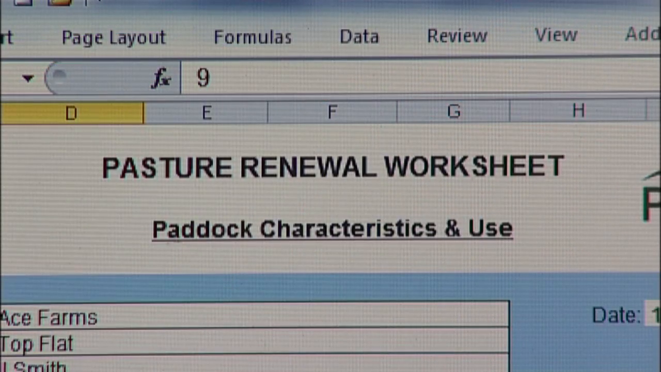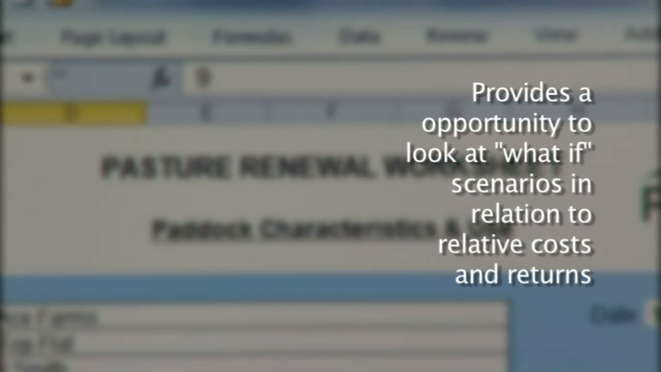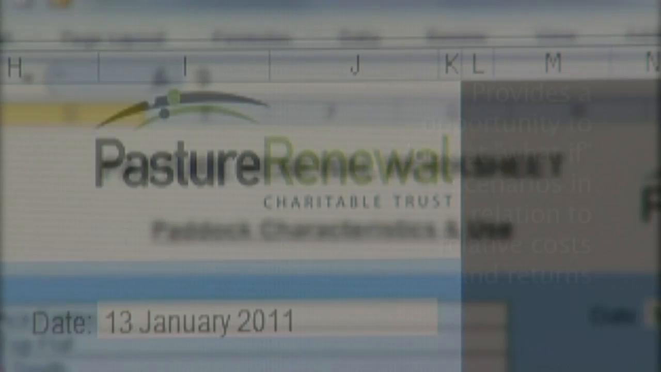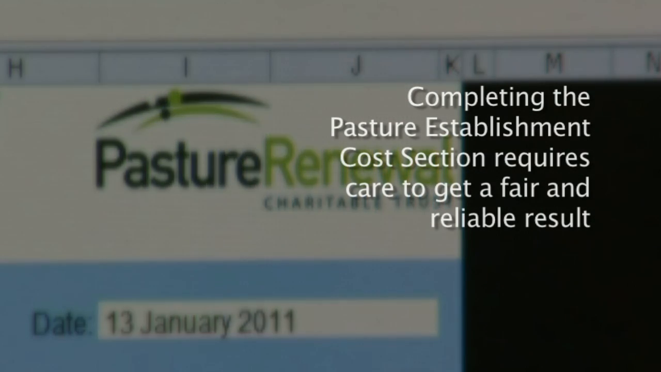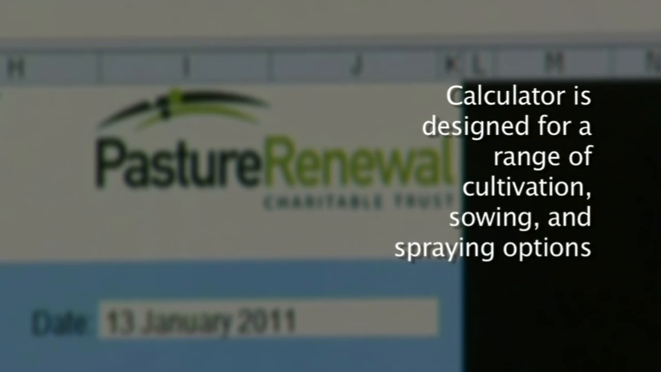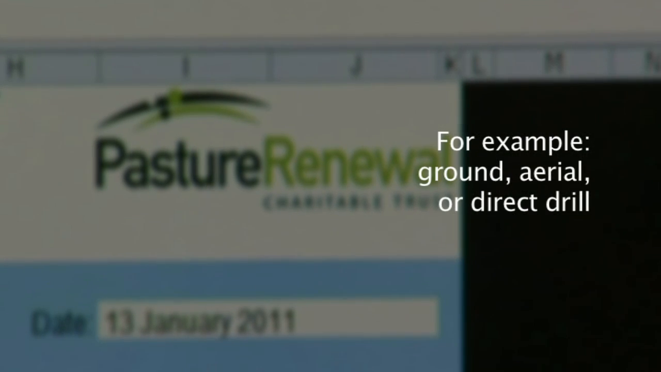The Pasture Renewal calculator is designed to assist with the analysis. It also provides an opportunity to look at what-if scenarios in relation to relative costs and returns and relative pasture yields. There are a number of separate sections which will be worked through. Completing the pasture establishment cost section requires care if you are to get a fair and reliable result from the cost-benefit calculation. The calculator is designed to cater for a range of cultivation, sowing and spraying options, for example ground, aerial or direct drill, so just complete the sections relevant to the particular paddock that you are looking to renew.